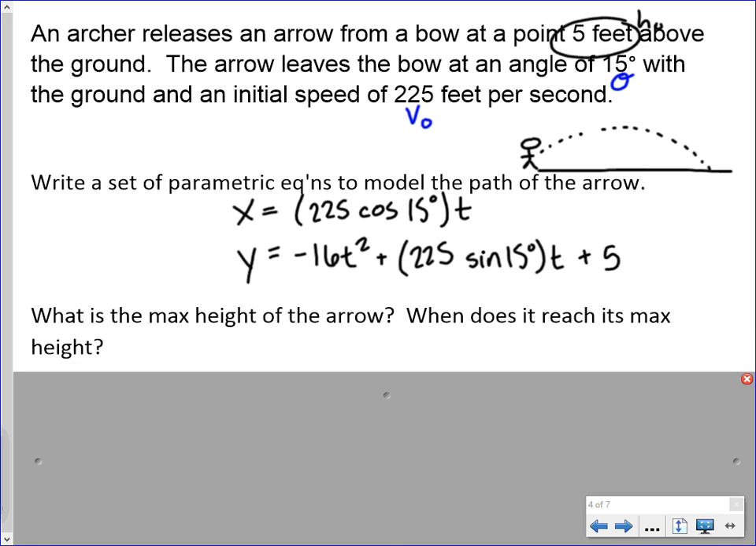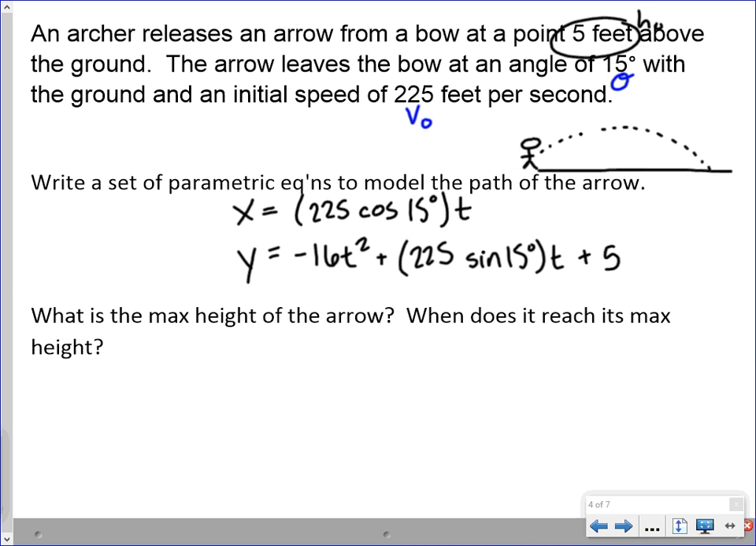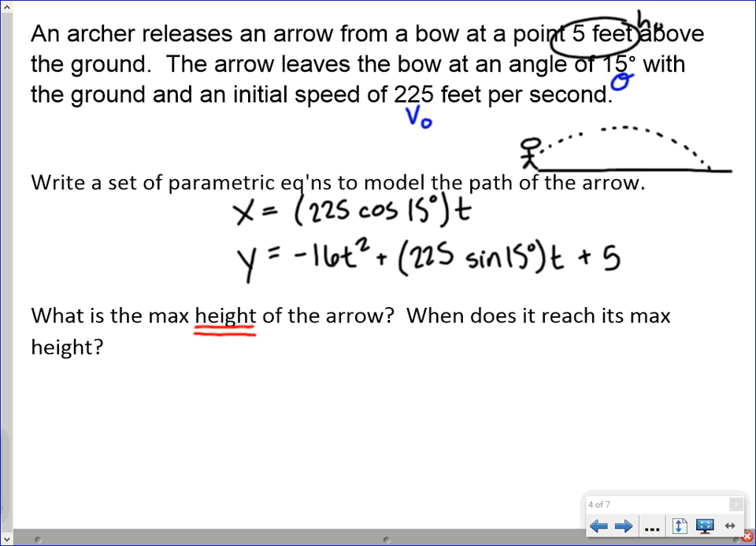And so now I can ask some follow-up questions. My first question to you is, what is the max height of the arrow, and when does it reach its max height? One thing you could do when you read this question is think about what sort of things in these parametric equations I am asking about. If I'm asking about the max height of the arrow, which equation is going to involve height? Y.